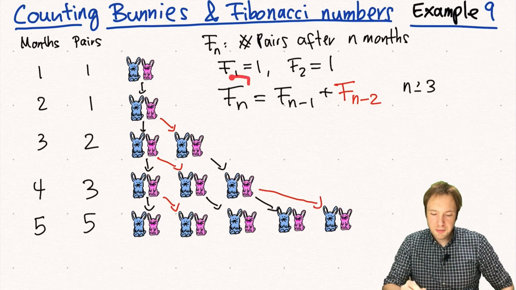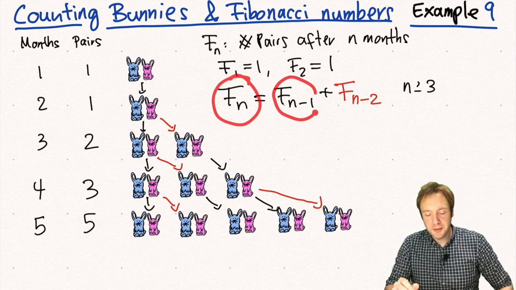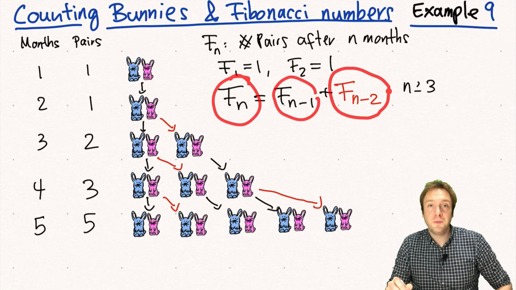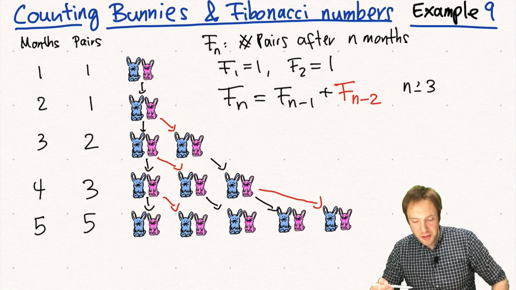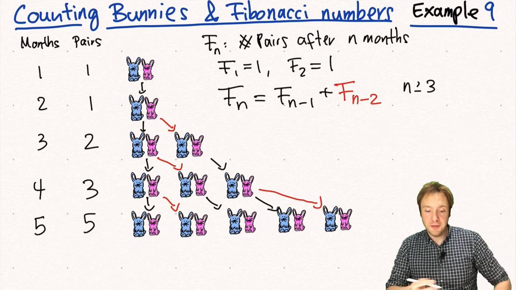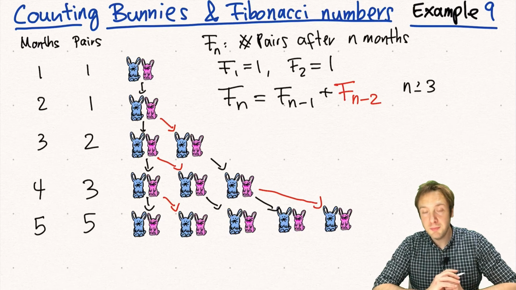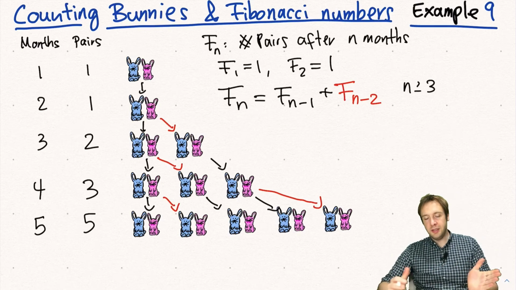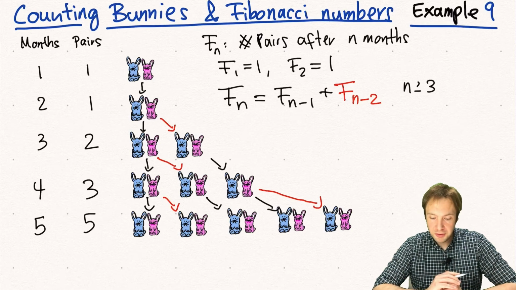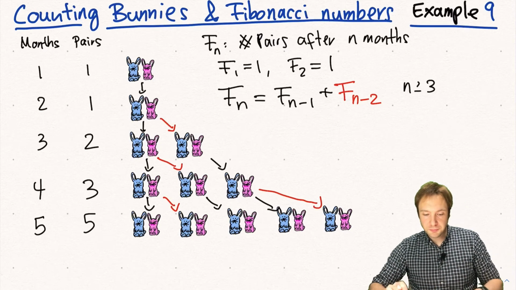So in month n, the number of bunnies are those from the last month, plus the number of 2 months before, because these are the ones who got created new. And now you can ask, what is the number of bunnies after, I don't know, 100 months? And then either you can count them, or you try to find a formula for this.